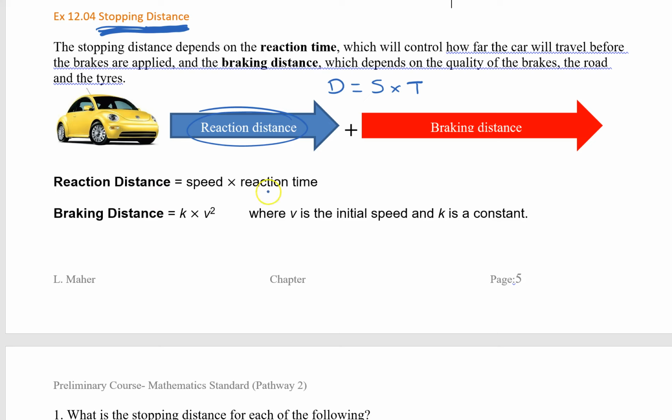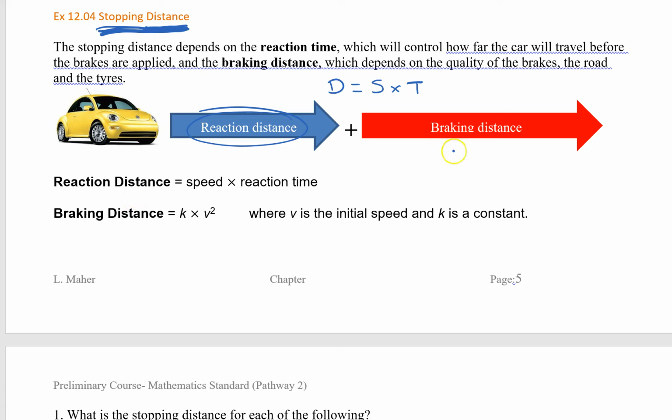Anything that slows down your reaction time, for example, alcohol, or mobile phones because you're not concentrating, or other people in the car distracting you, means it takes you longer to react. That will all impact on the distance that you travel.